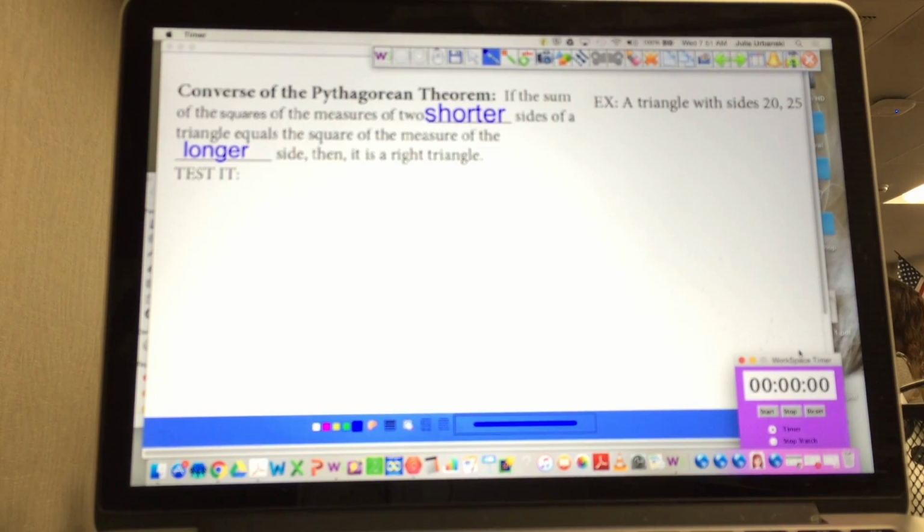The converse takes the entire statement and just reverses it. So now it says, if the sum of the squares of the measures of the 2 shorter sides of a triangle equals the square of the measure of the longer side, then it is a right triangle. Obviously, we know that the hypotenuse is always the longest side, so it's that one that stands alone.